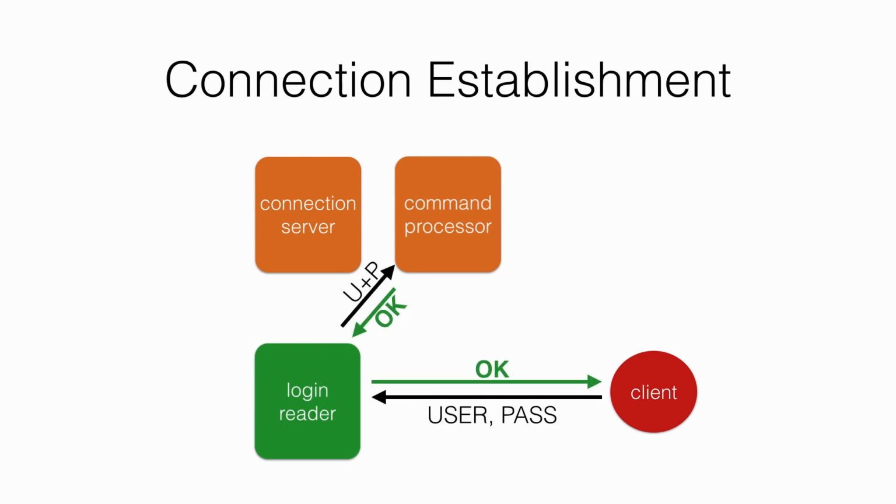The client can then send the user and password to the login reader, and the login reader will then send the user and password request to the command processor, which will, using its root privileges, check whether or not this user and password is in the system's password database. If so, the user is authenticated and allowed to proceed.